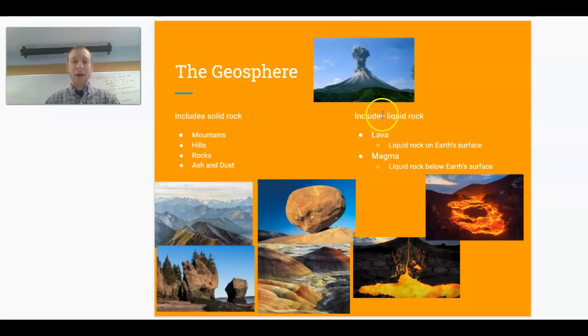Now, the liquid rock comes in two forms. You've got lava, which is the liquid rock that's already come up onto Earth's surface. And then you've got magma, which is liquid rock below the Earth's surface. They're the same thing, they've just got different names depending on where it is, right? So the geosphere, basically, you've got solid rock as well as liquid rock.